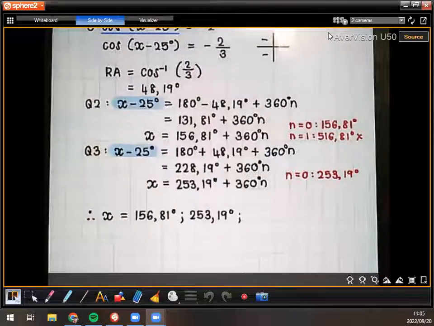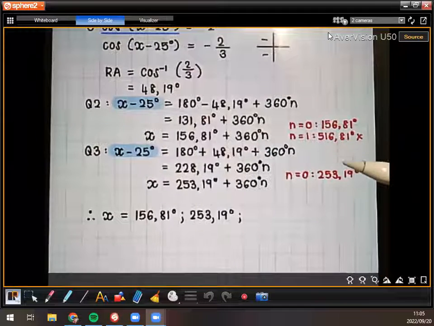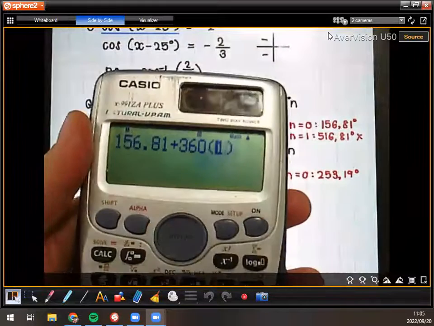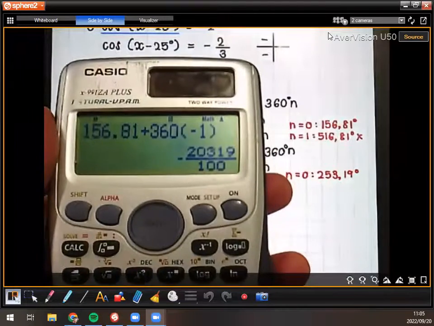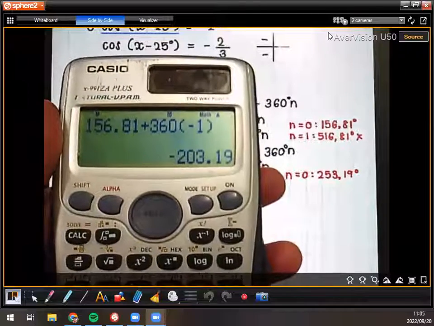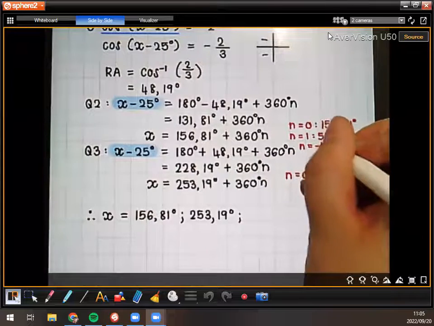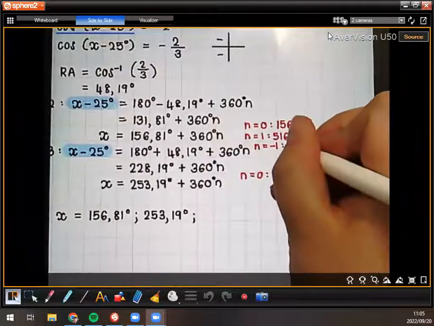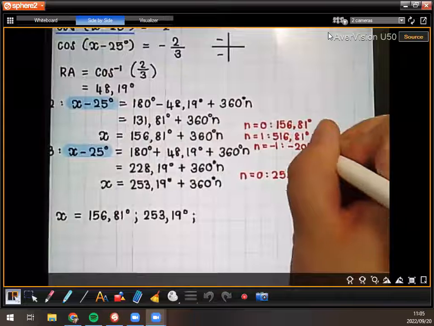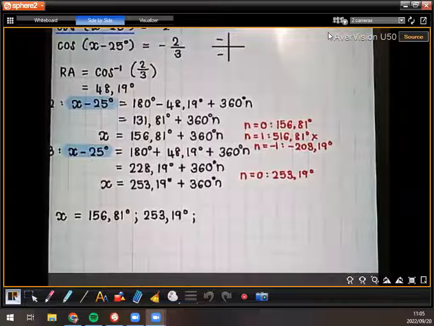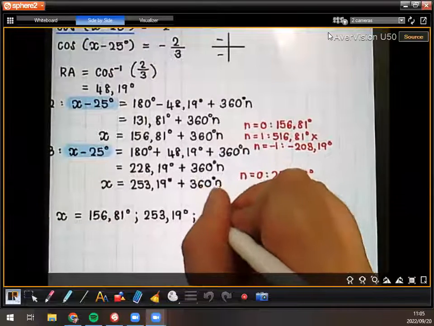Now, because n equals 1 gave me an answer that was too big, obviously n equals 2 is also going to, right? Because I'm adding even more. Now I'm going to make n equal to negative 1. Alright, let's see what happens. Negative 203.19. Does that work? Yes, it does. So if n is negative 1, I'm getting negative 203.19 degrees. And that one works, right? That is between negative 360 and 360. So that one I am actually going to list.